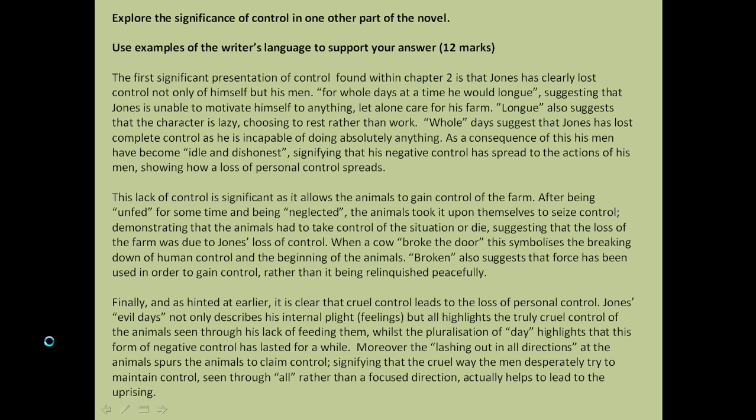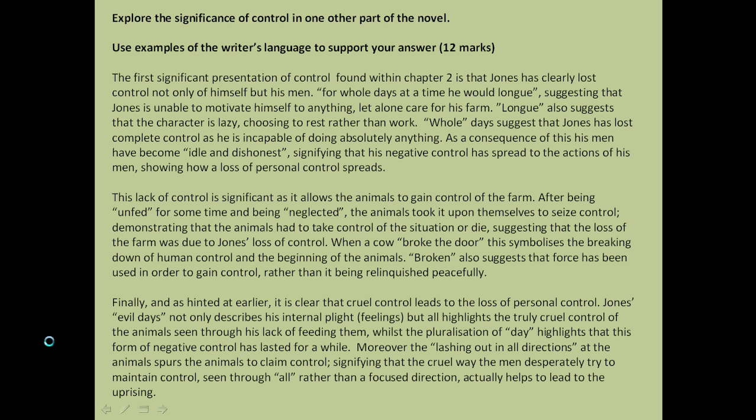Here's a bit of extra AO2. Lounge also suggests that the character is lazy, choosing to rest rather than work, again highlighting a loss of control. Whole days suggests that Jones has lost complete control as he is incapable of doing absolutely anything. As a consequence of this, his men have become idle and dishonest, signifying that his negative control has spread to the actions of his men, showing how loss of personal control spreads. So you can see that a little bit of extra AO2, but my ideas are perceptive as well. They're not so basic, not so obvious. That's how we achieve perfect marks.